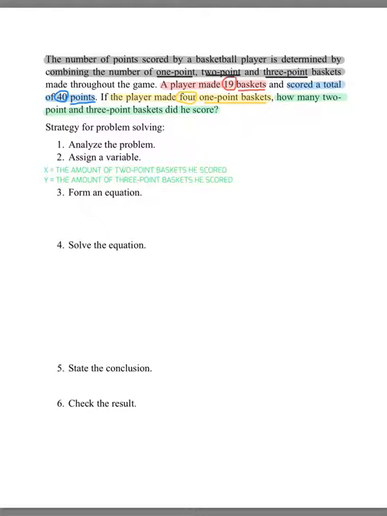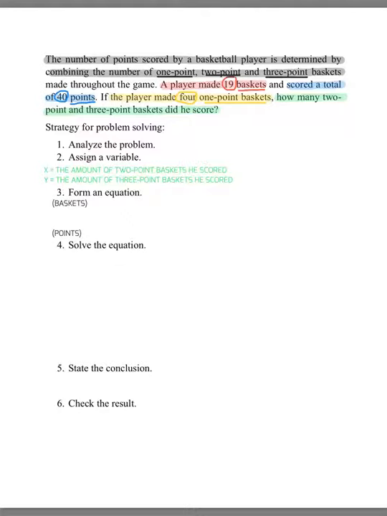So now we're going to have 2 separate equations since we have 2 separate variables, and one thing to keep in mind is units for this word problem. There's 2 things that are being talked about, one being baskets and the other one being actual points. So one equation is going to represent a basket equation and the other equation is going to represent a points equation. So now let's focus on the basket equation.